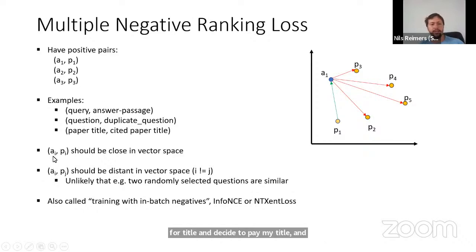And what we want is that Ai and Pi, so A1 and P1, should be close in the vector space, and all others should be distant in the vector space. So here, A1 and P1, the query, the question, and the answer should be close in the vector space, and all the others should be distant. The A stands for anchor, and the P stands for positive.